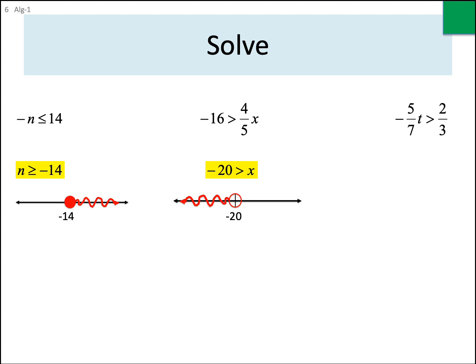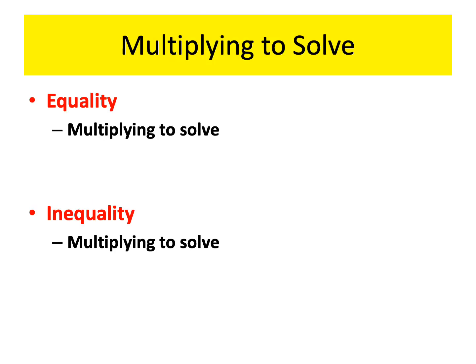On the last one, yeah, we're multiplying by -7/5 both sides. Therefore, we do need to flip the inequality on this particular one. So open circle, shade right. Okay? All right.